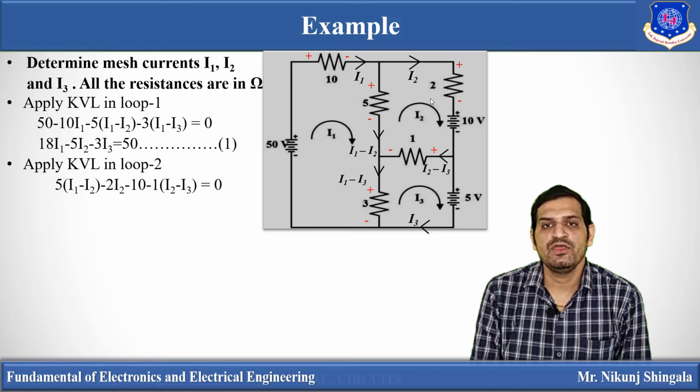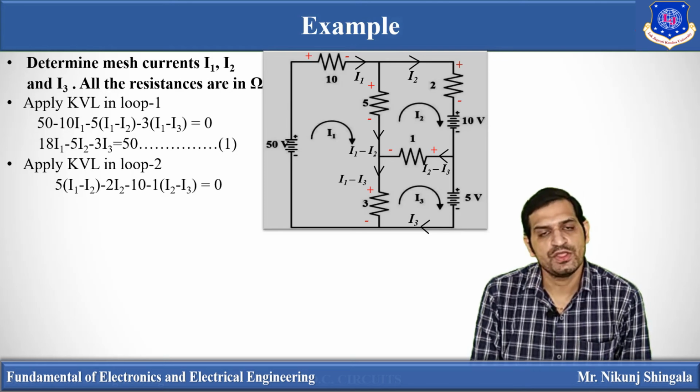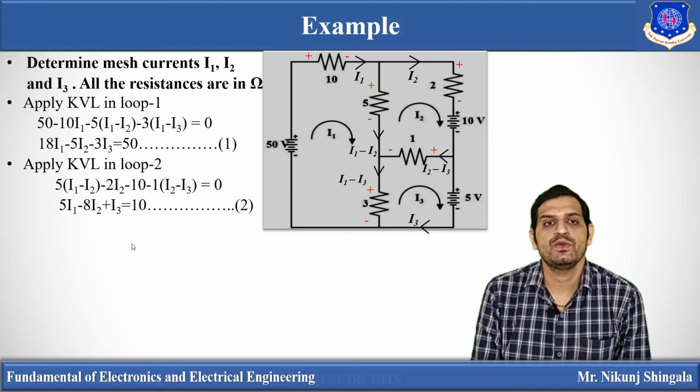Now applying KVL in this loop, starting with the 5 ohm resistor, we will encounter the negative terminal for the negative sign first. So it will be 5 (I1 minus I2), then minus 2 I2, then minus 10 and minus 1 (I2 minus I3) is equal to 0. If we solve this equation, it will be 5 I1 minus 8 I2 plus I3 is equal to 10.